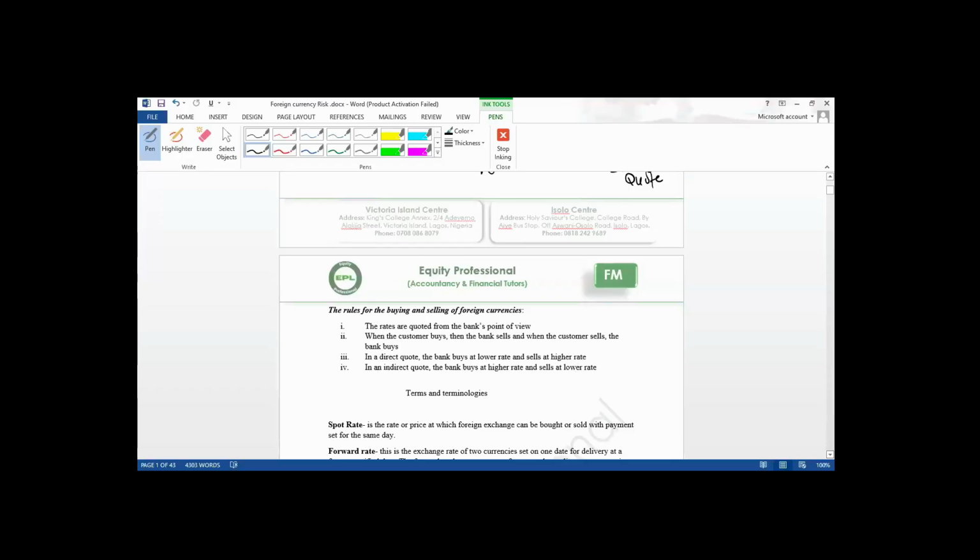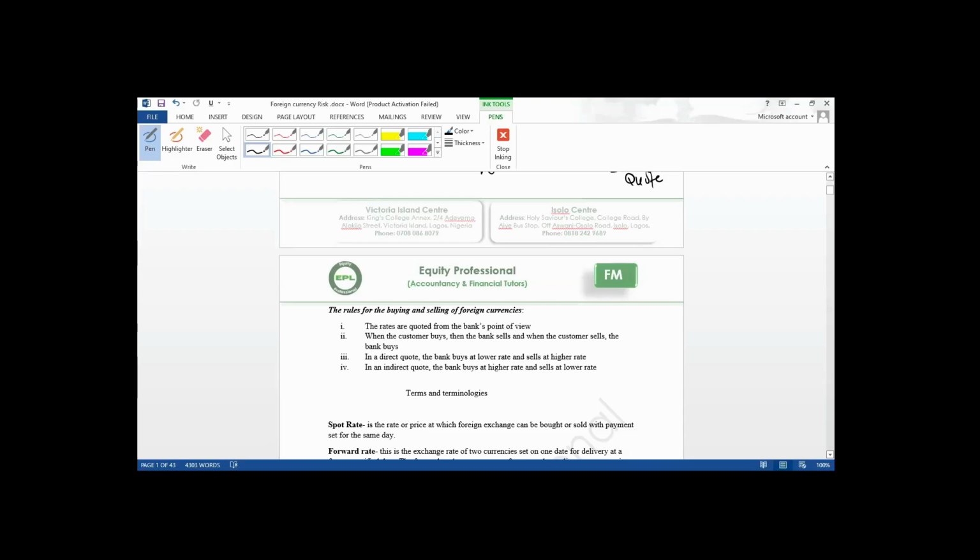Number 2, when the customer buys currency, bank will sell. When the customer buys foreign currency, bank will sell foreign currency. And when the customer sells foreign currency, bank will buy foreign currency.